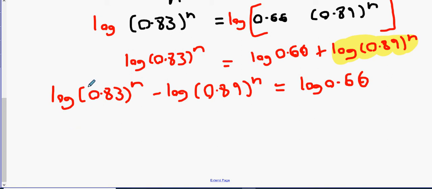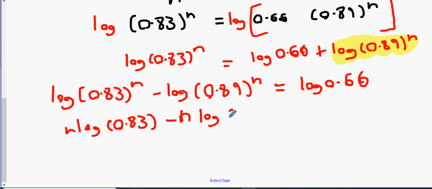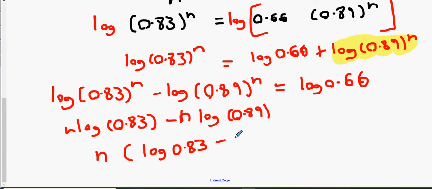Next thing, what am I going to do? Bring the n to the front, don't I? So we're going to get n log 0.83 minus n log 0.89. What can I factorize out there? The n comes out, and what am I left with? n times log 0.83 minus log 0.89.